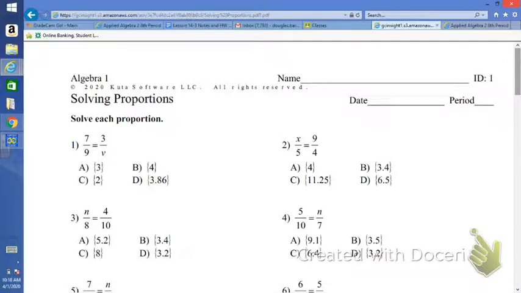Okay, class, today's worksheet, we're going to focus on solving proportions. If you recall, proportions are two fractions separated by an equal sign. So we're going to do three examples, starting with number 1. So we have 7 over 9 equals 3 over z.